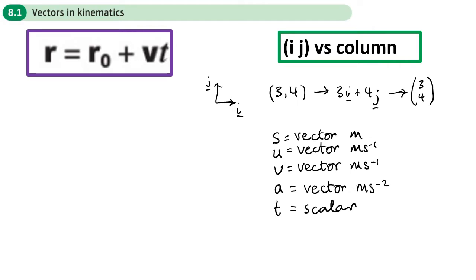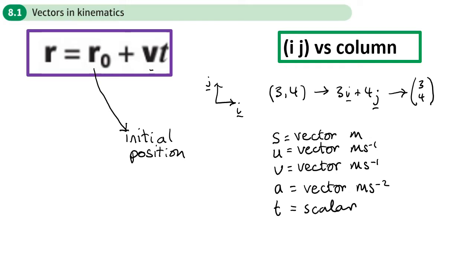And as I say, when you put these vectors into SUVAT equations, you may prefer the column method to work things out. Now this massively enlarged text over here, r equals r0 plus vt, what's that? Well, you may at times be asked to work out the new position of an object. So r0 here is a position, and it represents the initial position of an object, so that's going to be maybe in ij or column form.